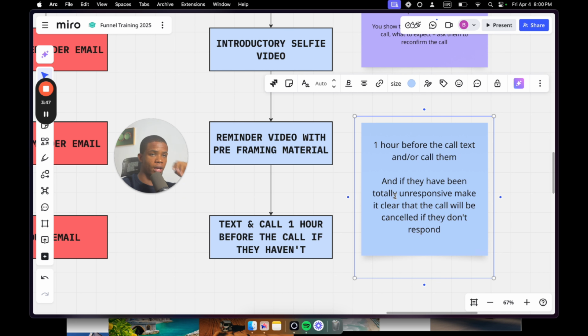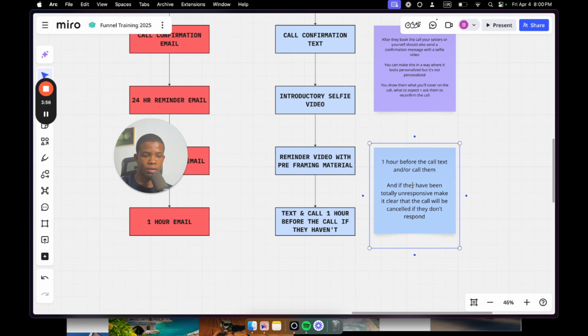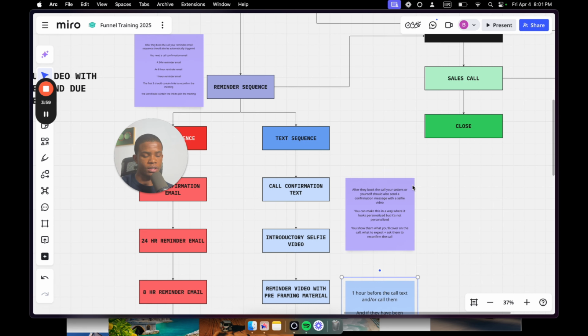So always text them 1 hour before the call, 30 minutes before the call. Just make sure that they respond back to you, or tell them if they don't respond back, you're going to cancel the call. It puts you in the right frame. Now, that's it for the text sequence.